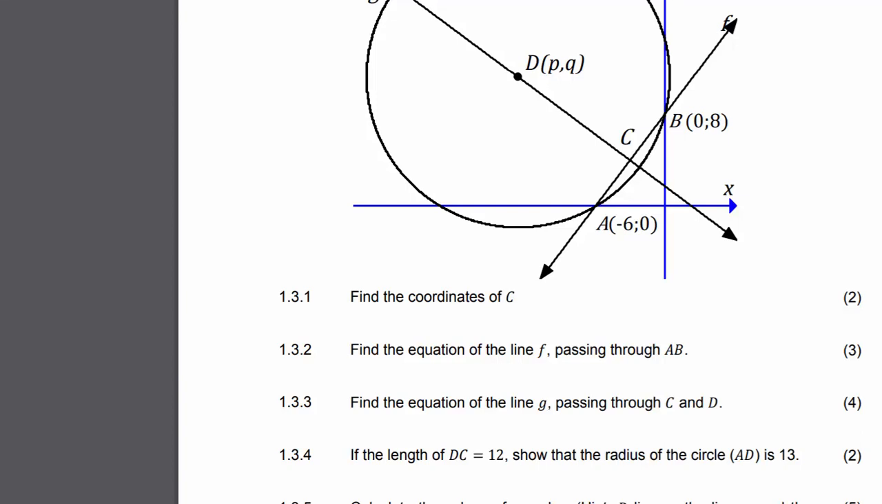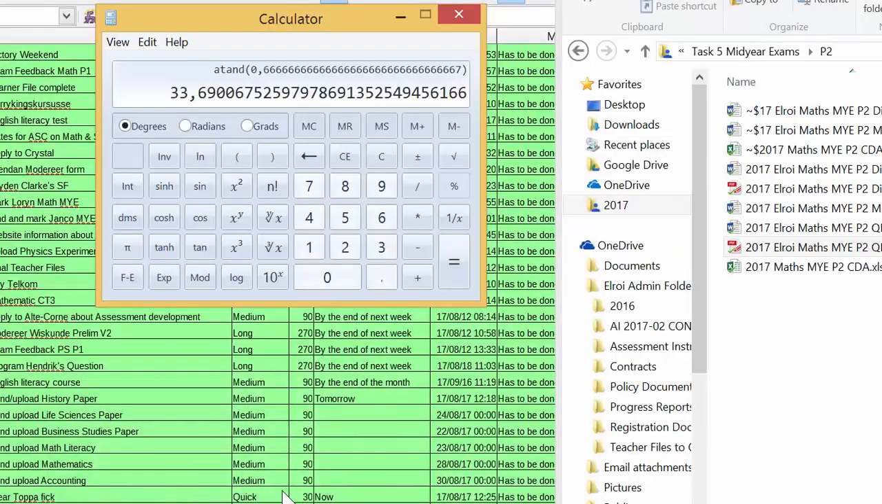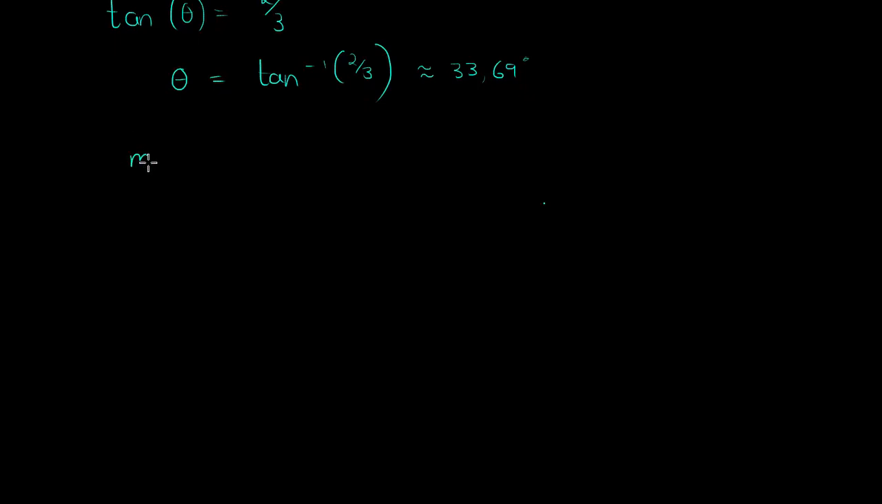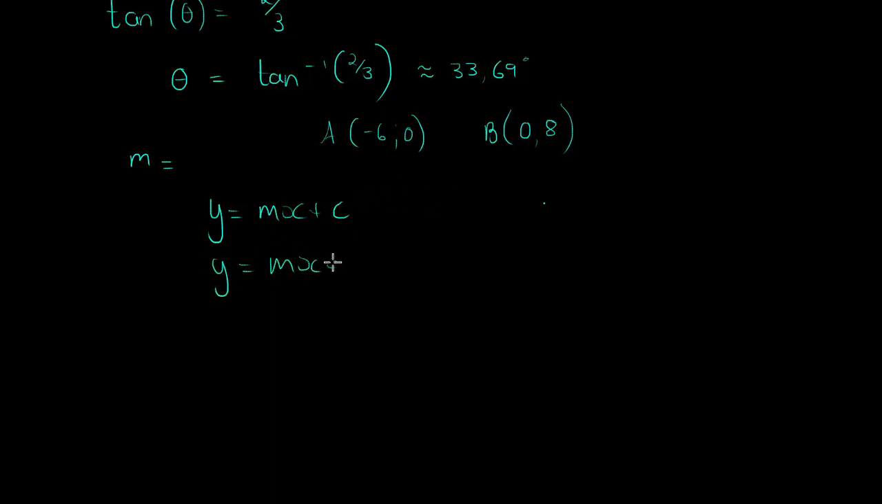Find the equation of the line f that passes through AB. So there's AB. That once again is a trivially easy question. We have the 2 points, so it's simply working out the gradient. It goes from negative 6. So A is negative 6, 0. B is 0, 8. So again, I have y is equal to mx plus c. I already have c, so this is y is equal to mx plus 8.